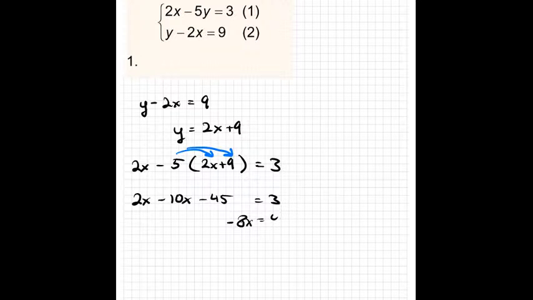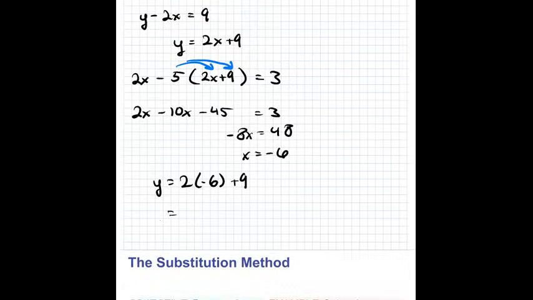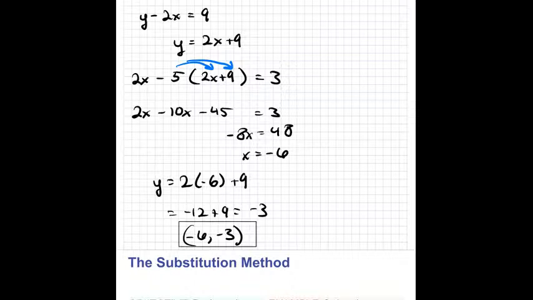So if x is negative 6, then our y is going to be equal to 2 times negative 6 plus 9. It's going to be a negative 12 plus 9, which is negative 3. So our claim is that the ordered pair negative 6 and negative 3 should work in the original. Okay, so let's try negative 6, negative 3 in the original.